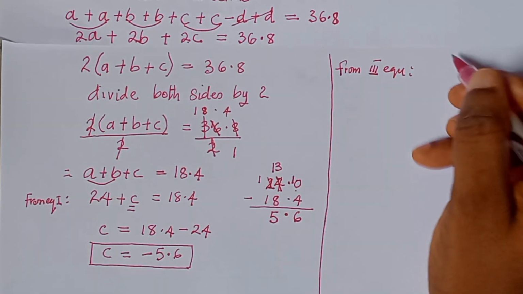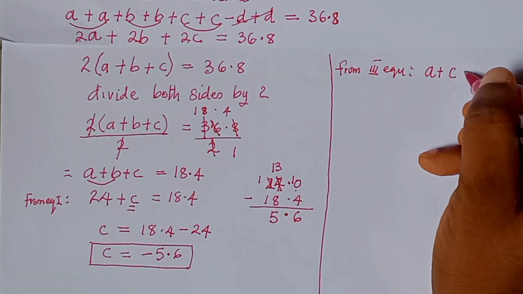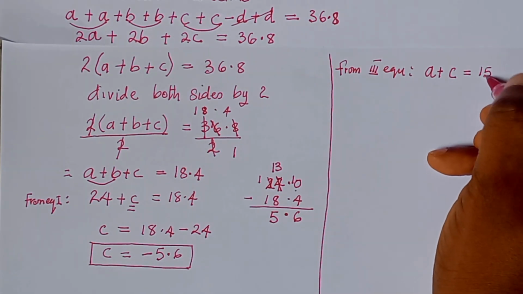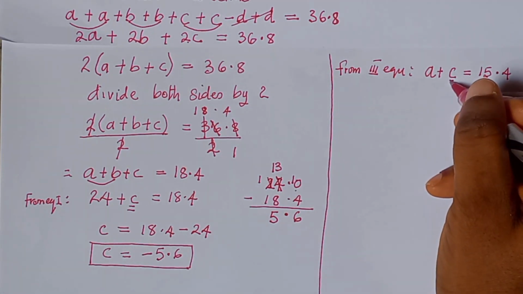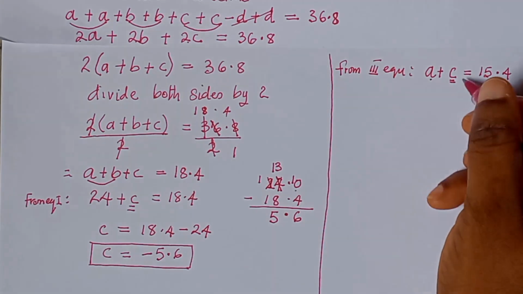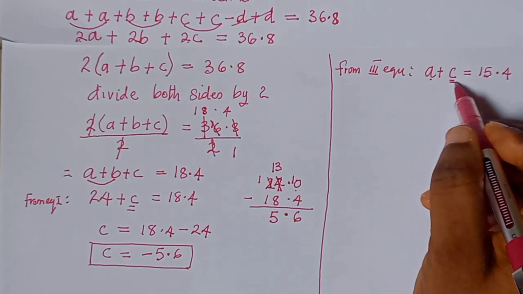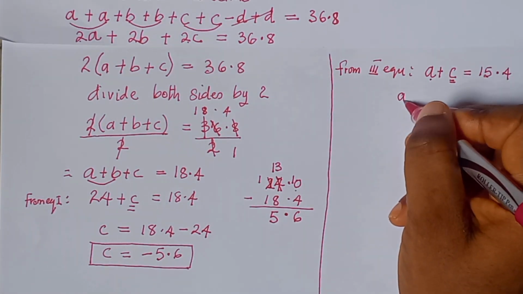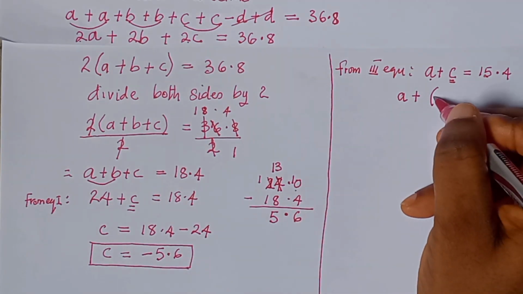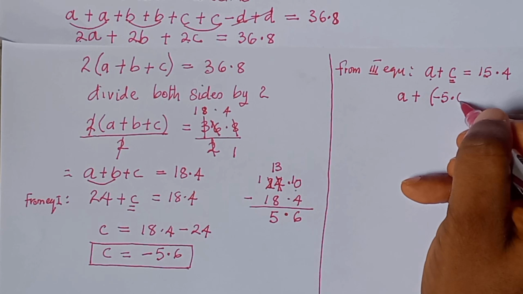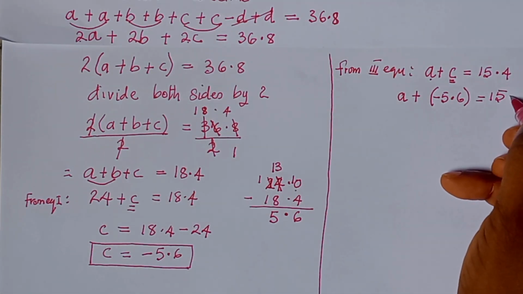From your third equation, you have A plus C equals 15.4. Because we know our C, it will be easier for us to know our A. So we substitute the value of C being minus 5.6 here. So we have A plus minus 5.6 equals 15.4.